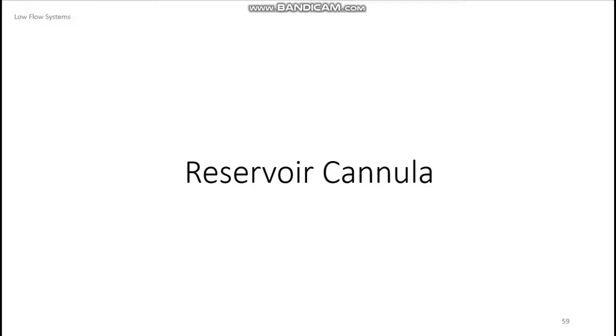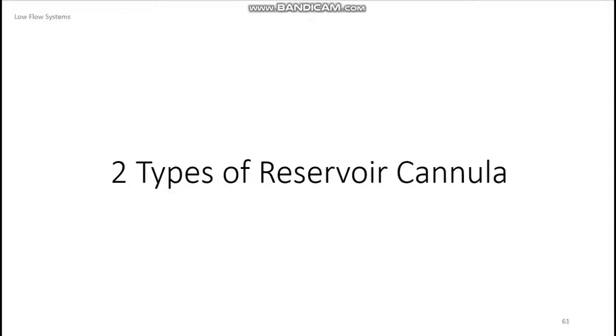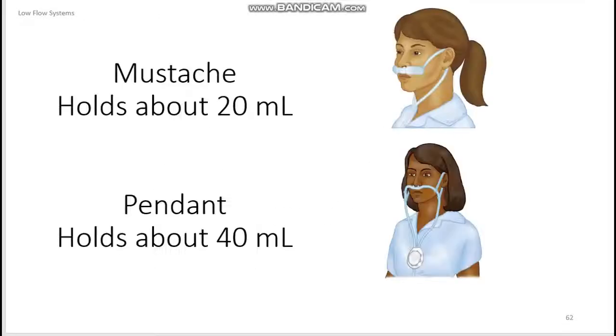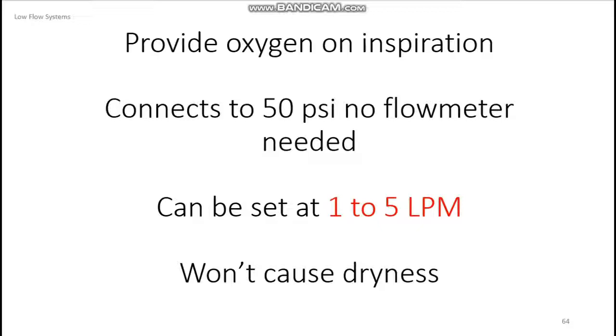Reservoir cannulas. Reduce oxygen supply use compared to nasal cannulas. They are more expensive than regular cannulas and they are heavier than nasal cannulas. 2 types of reservoir cannulas are: the mustache, which holds about 20 milliliters, and the pendant, which holds about 40 milliliters. Pulse demand systems provide oxygen on inspiration, and they connect to 50 psi, so no flow meter is needed.